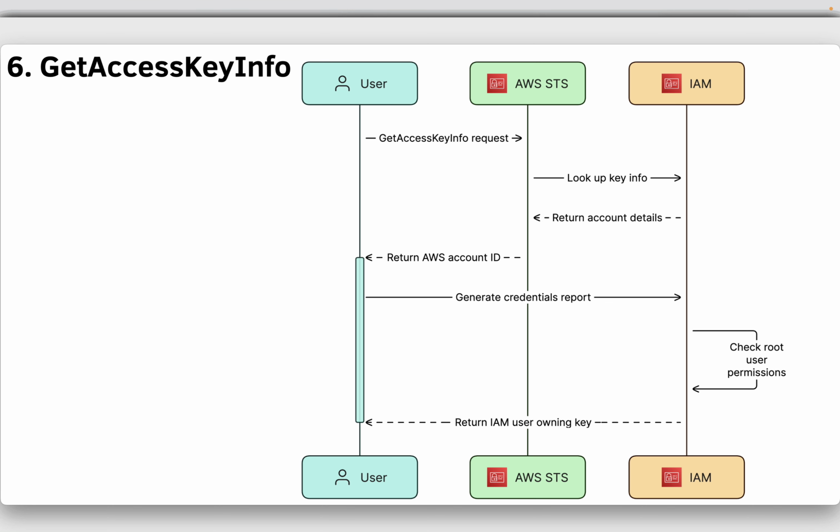Access key IDs beginning with AKIA are long-term credentials for an IAM user or the AWS account root user. Access key IDs beginning with ASIA are temporary credentials that are created using AWS STS operations.